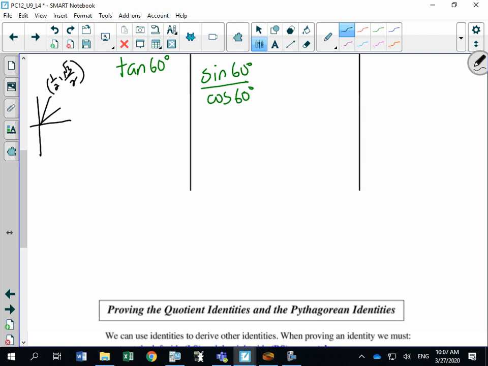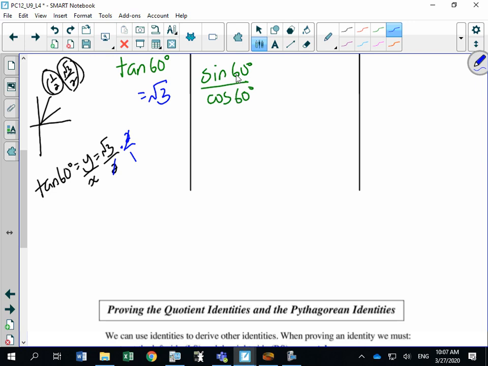And if I said, well, what's the tan of 60 degrees? Tan of 60 degrees is y over x, right? So that would be root 3 over 2. And instead of doing divide by 1 over 2, I'm going to multiply by the reciprocal, so I'm going to multiply it by 2 over 1. So the tan of 60 degrees is equal to root 3.